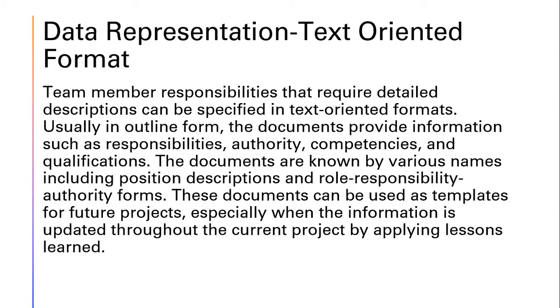Usually in outline form, the document provides information such as responsibilities, authorities, competencies and qualifications. The text-oriented format is just like your job description. So when we identify our activities in the activity list, based on the activity attributes list, we explain project deliverables or activity behavior or activity description, and then we assign it to someone within our project team.